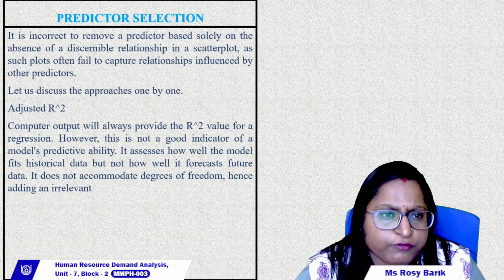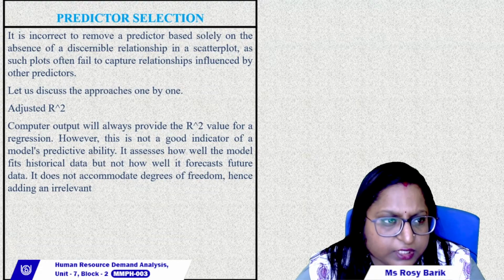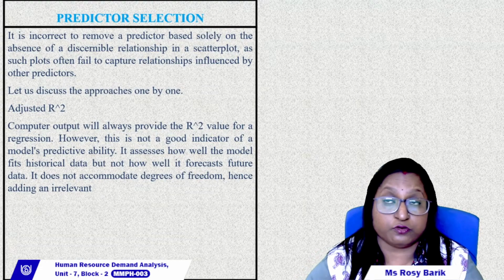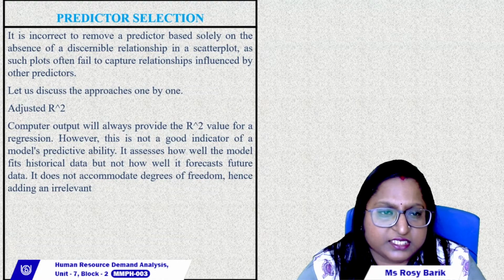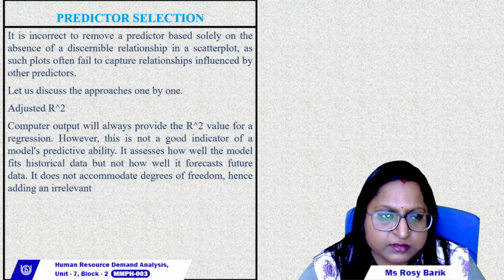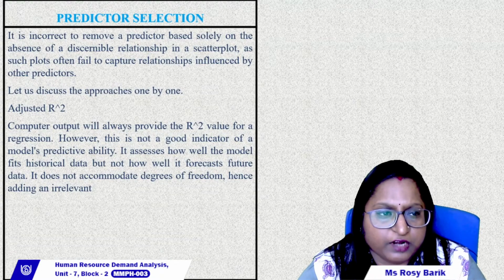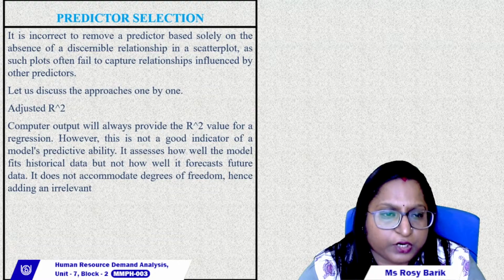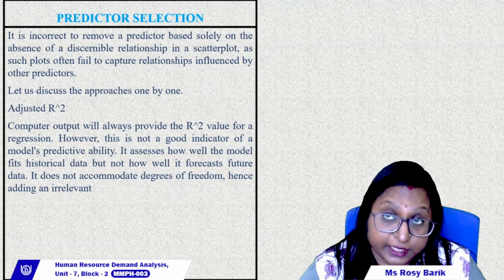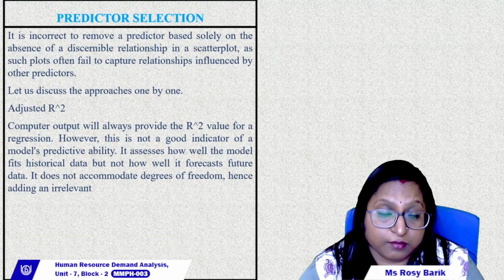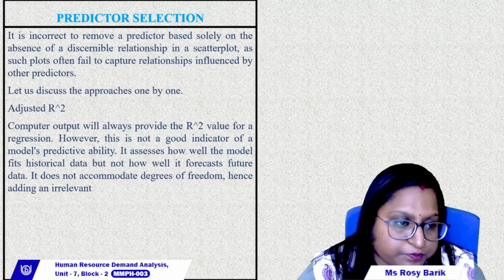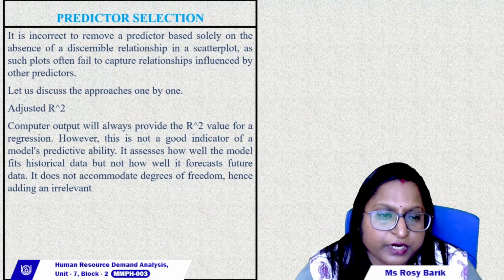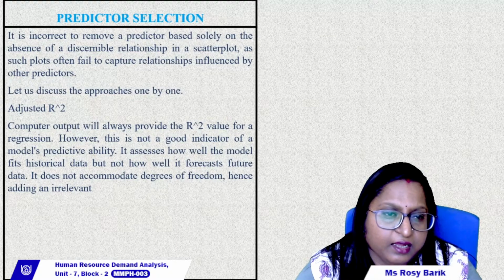Computer output will always provide the R square value for the regression analysis, though we are going to do the regression analysis in the predictor selection. However, this is not a good indicator of the model's predictive abilities. It assesses how well the model fits historical data, but not how well it forecasts future data. That means it depends upon your past data rather than future data. So it doesn't accommodate degrees of freedom.